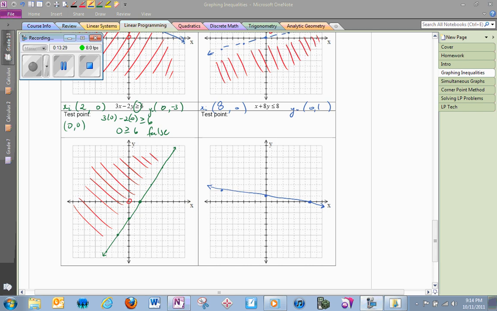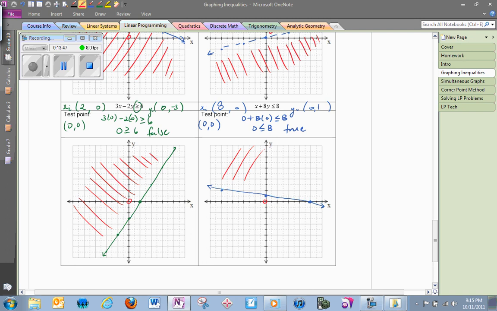I graph my line, and then I pick my test point. A great test point again here is 0, 0. So 0 plus 8 times 0 is less than or equal to 8. So 0 is less than or equal to 8. Well, that's true. So if 0, 0 is here, and that's the true region, I want to shade this time above the line.